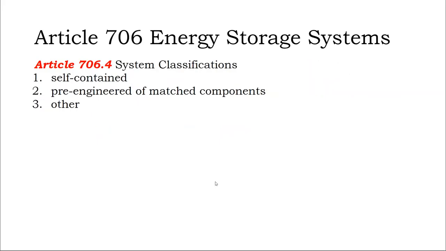So we have different system classifications: self-contained, pre-engineered of matched components. That's not you doing the design. That's a manufacturer selling you a battery product that is really a bundle of products that are still designed to work together rather than just being made by one company. And then other, which is like, if you hired me to build you a battery bank, this is what you'd get. Someone would piece together systems, buying different batteries and different inverters from different supply chains. And that's a standard construction project.